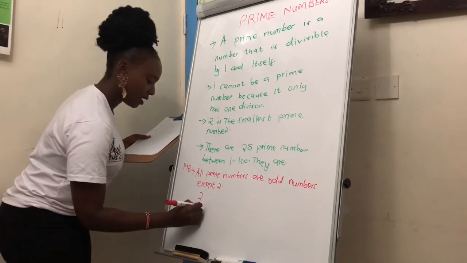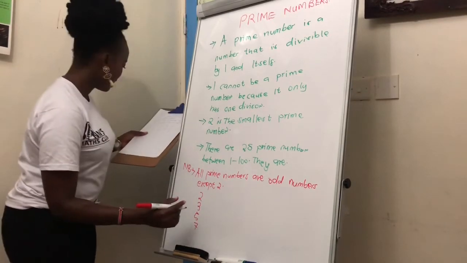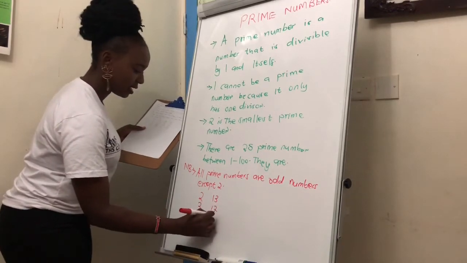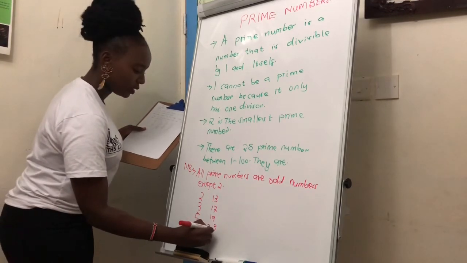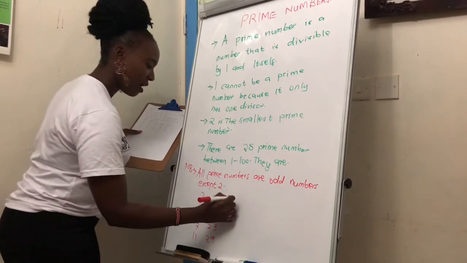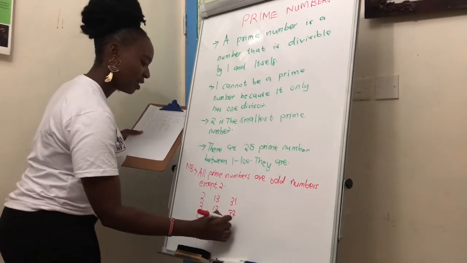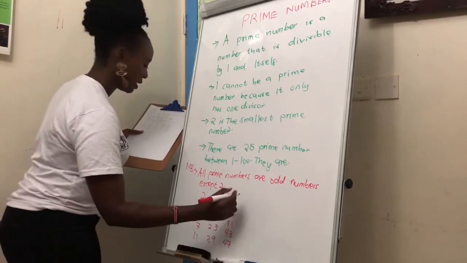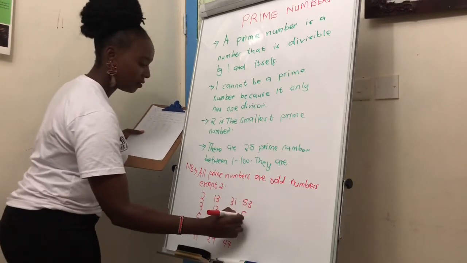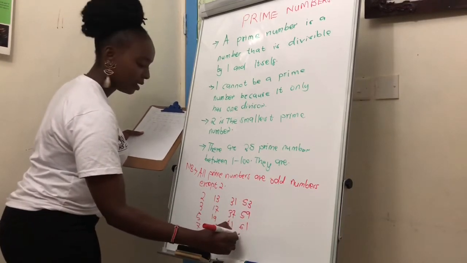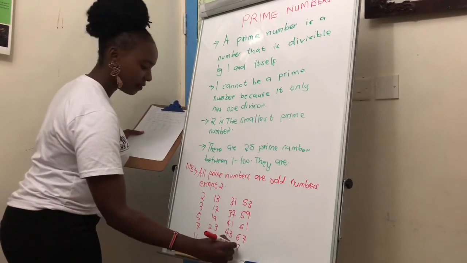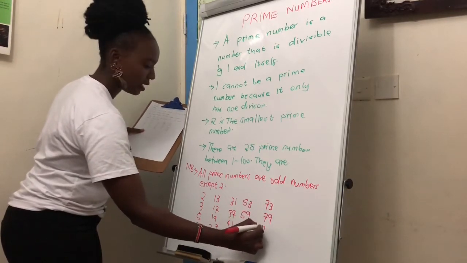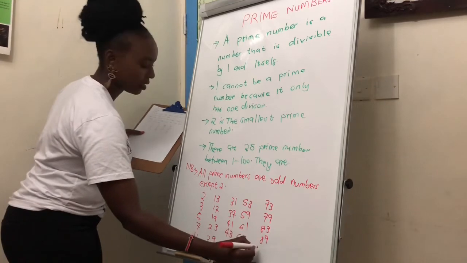We have 2, 3, 5, 7, and 11. We have 13, 17, 19, 23, and 29. And you also have 31, 37, 41, 43, and 47. And we have 53, 59, 61, 67, and 71. Lastly, we have 73, 79, 83, 89, and 97.